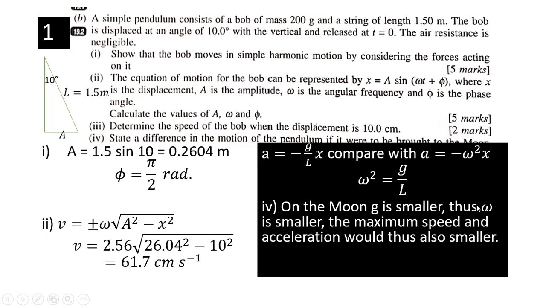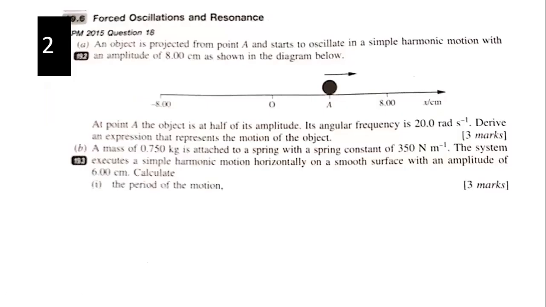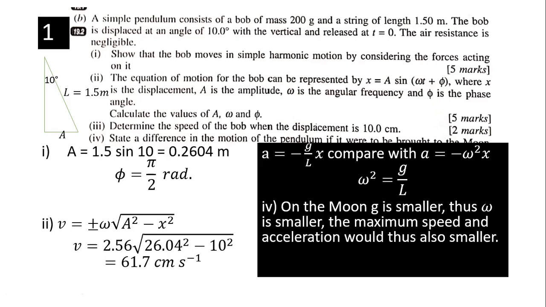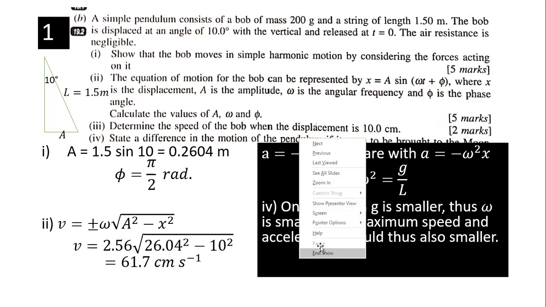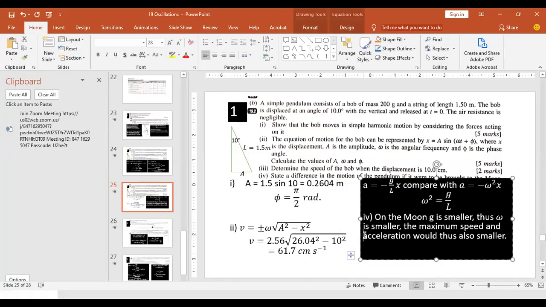If omega is smaller, the maximum speed also will be smaller, since maximum speed is omega times your amplitude. So omega is smaller, your period will be longer, and describe that the period is longer. Acceleration will be smaller. With g smaller, the maximum acceleration will be smaller.